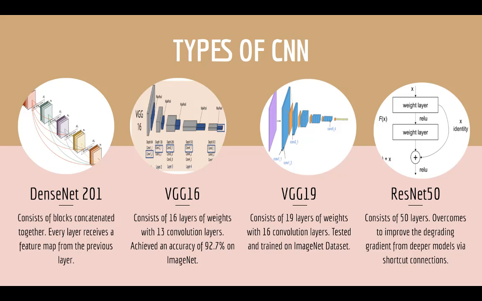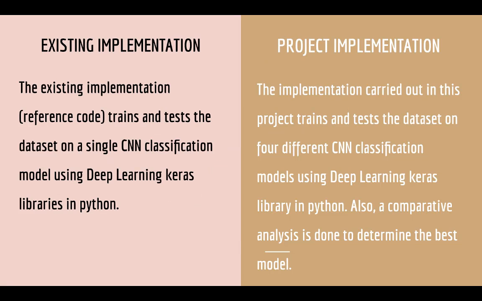The implementation part of this project would be discussed next. So the existing implementation trains and tests the dataset on a single CNN classification model, while the implementation carried out by me is a comparison of the 4 models that I discussed previously on the dataset. The implementation part would be discussed in the next video.